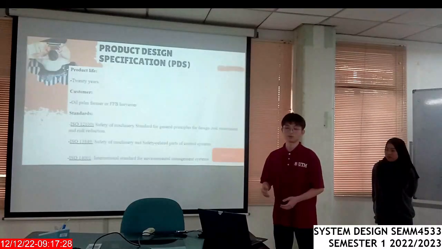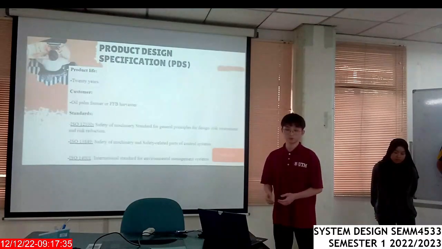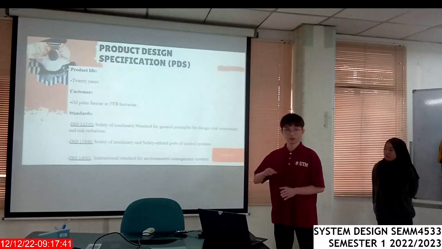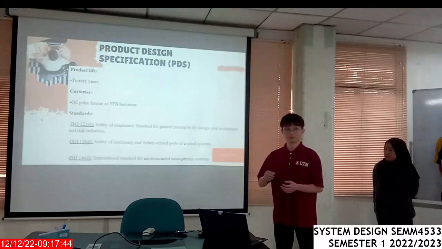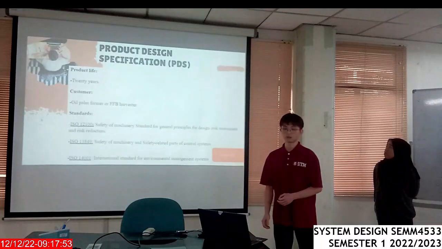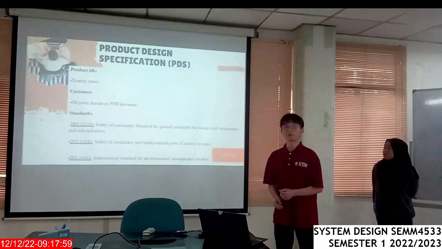So the standard that we will follow is ISO 12100, which is for safety of machinery, for our design to control the risk assessment and risk reduction. We can identify the hazards and take some protective measures, maybe safeguarding, to prevent accidents. And also ISO 14001, an international standard for environment management systems, because our design will be used in the oil palm farm.